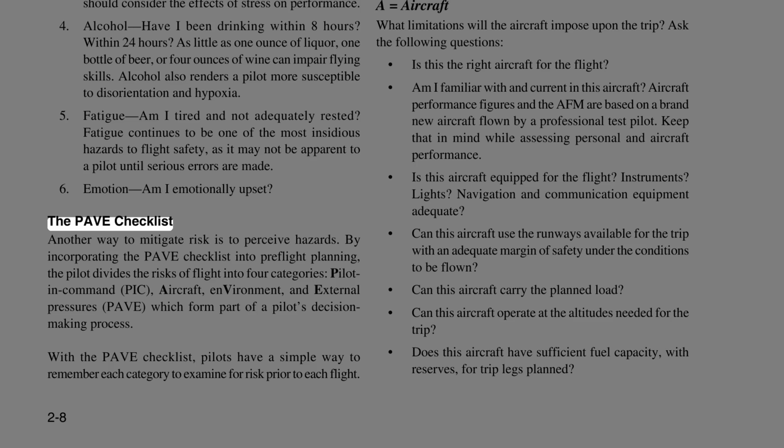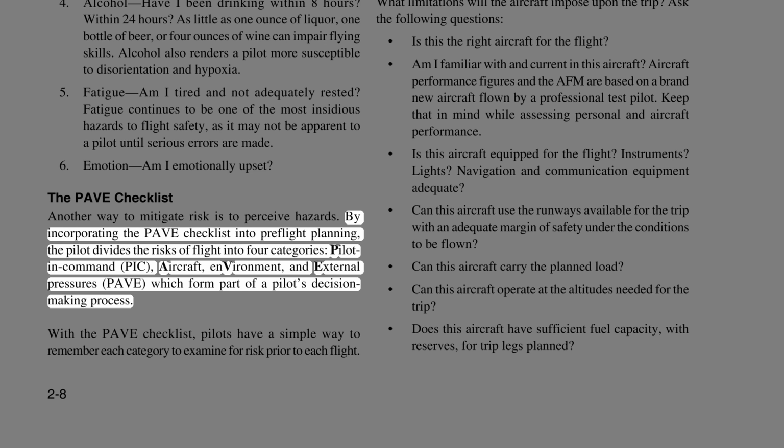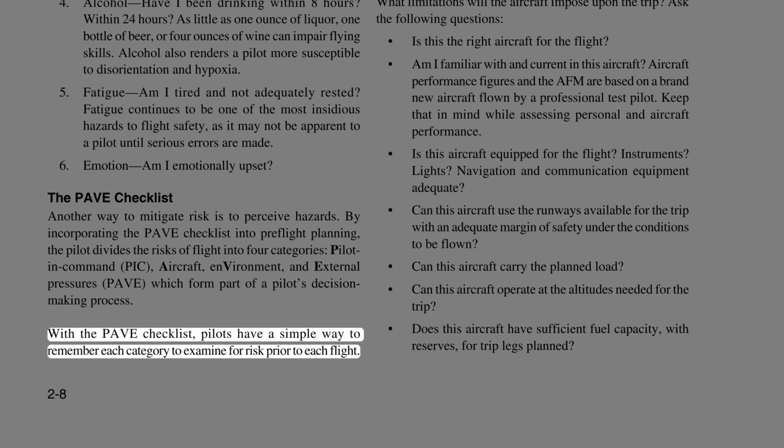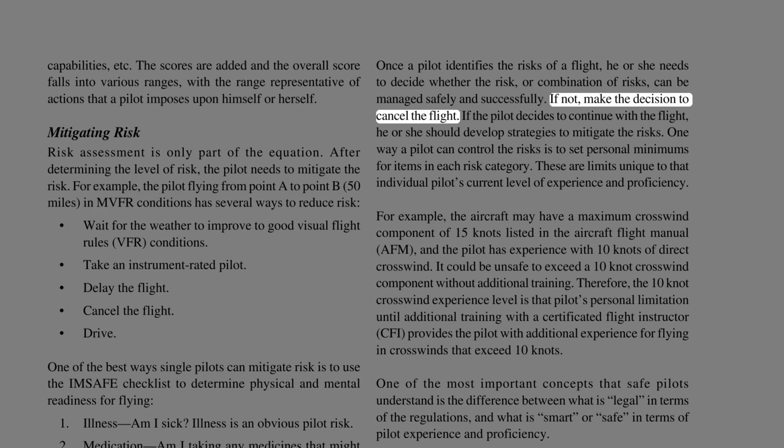The PAVE checklist. Another way to mitigate risk is to perceive hazards. By incorporating the PAVE checklist into preflight planning, the pilot divides the risks of flight into 4 categories: pilot in command, PIC, aircraft, environment, and external pressures, which form part of a pilot's decision-making process. With the PAVE checklist, pilots have a simple way to remember each category to examine for risk prior to each flight. Once a pilot identifies the risks of a flight, he or she needs to decide whether the risk or combination of risks can be managed safely and successfully. If not, make the decision to cancel the flight.